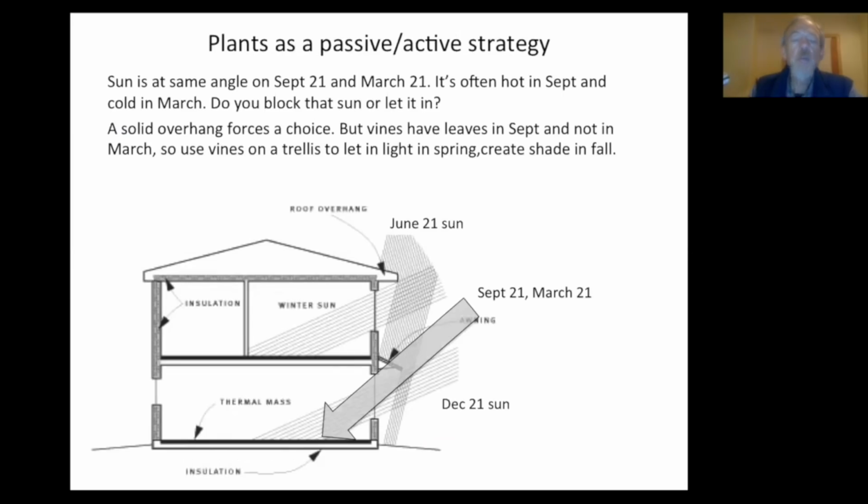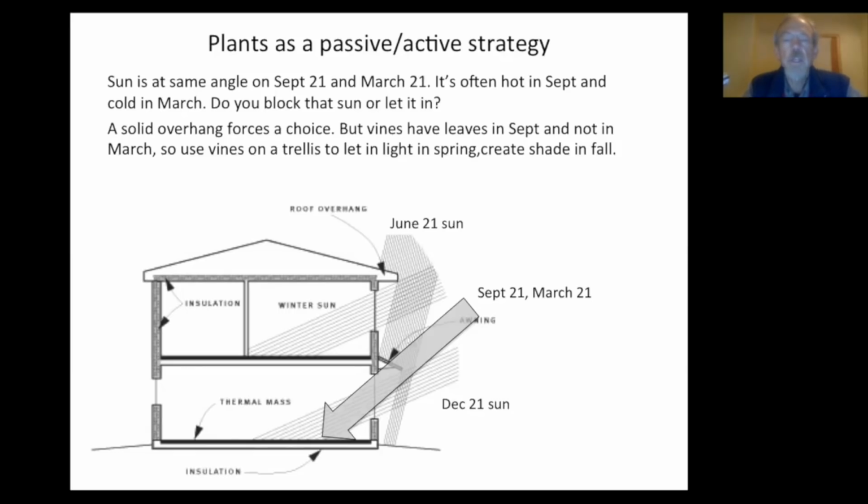Okay, so here's an interesting little set of facts: the sun is at the same angle on September 21st and on March 21st. That thick arrow shows that it's at this intermediate angle. The summer solstice sun, June 21st, is really high in the sky, and the winter solstice sun, December 21st, is really low in the sky. So you've got your roof overhang sized, and you have to make a choice. Do you want the September sun to come in, or do you want to block it?